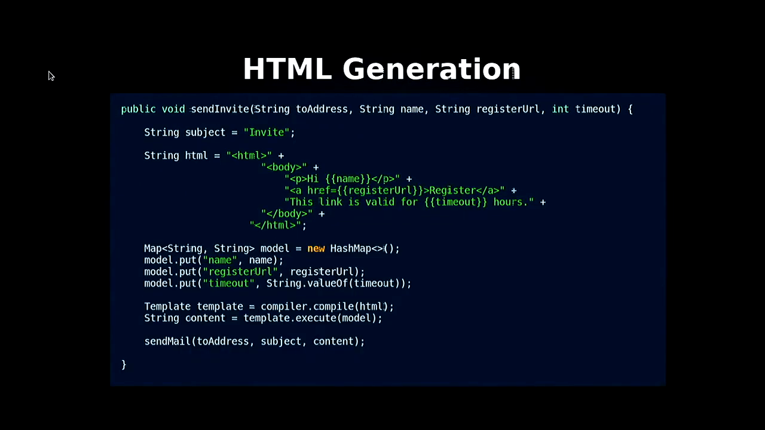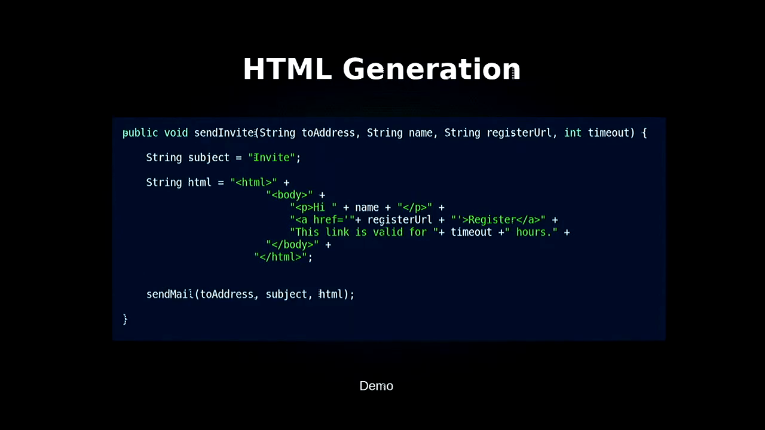It looks like this, basically. So what I've got is a template at the top, and then I'm building a model, and then I'm grabbing a template compiler, and I'm compiling the template, and then I'm executing the template with the model, and then I'm using that to send to the server.